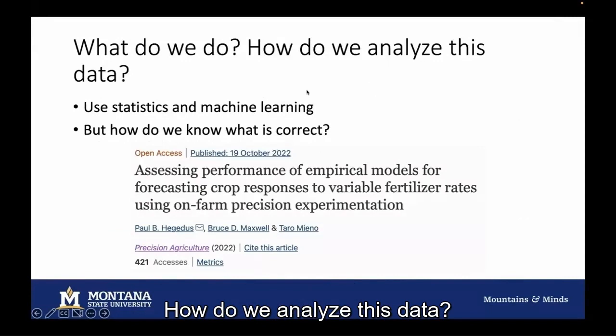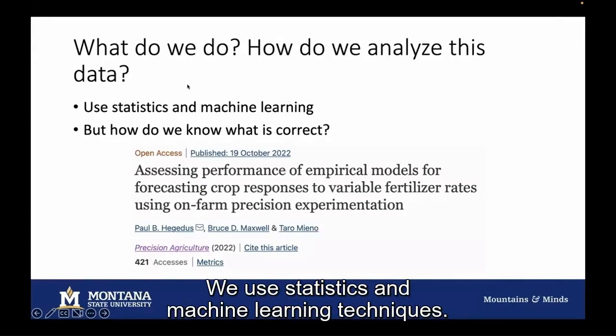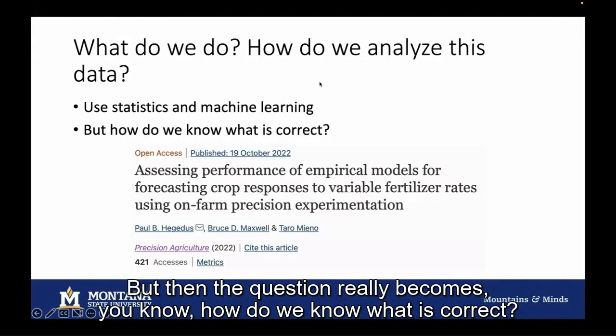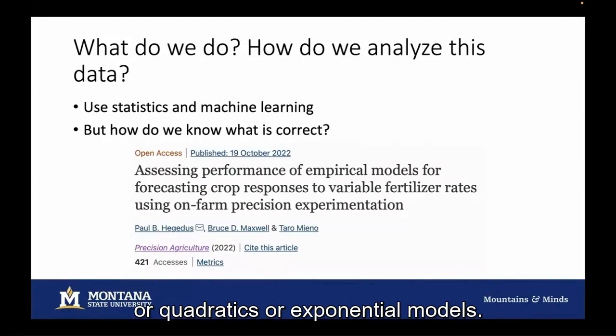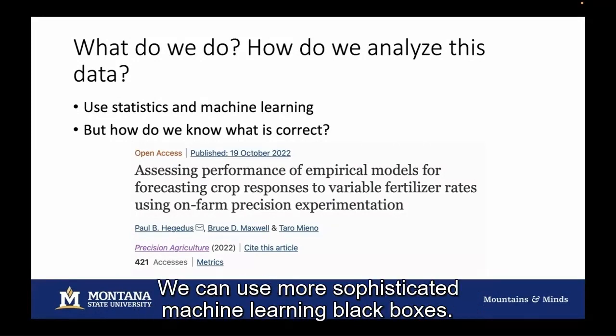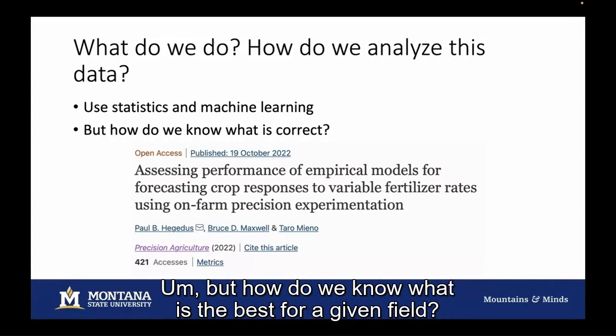So what do we do? How do we analyze this data? Well, we can distill it down simply. We use statistics and machine learning techniques. But then the question really becomes, how do we know what is correct? Like I showed in a couple slides before, we can use linear plateau models or quadratics or exponential models. We can use more sophisticated machine learning black boxes. But how do we know what is the best for a given field?